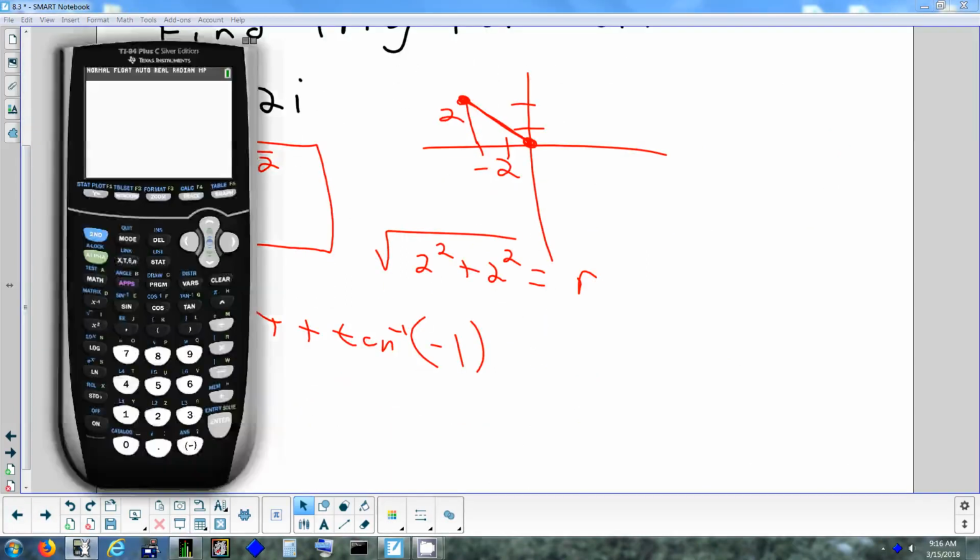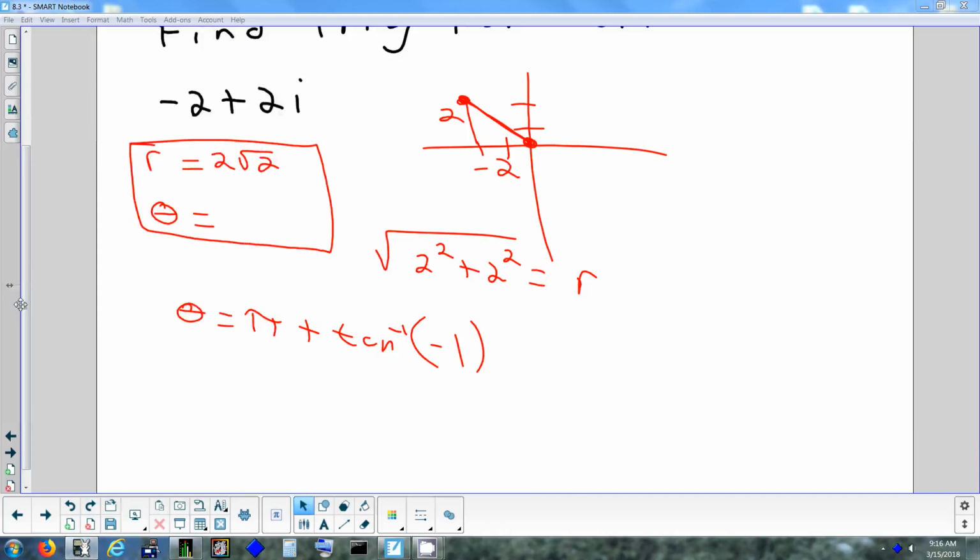Okay, so let's see what we get. So pi plus inverse tangent, negative 1. Now, since she said pi, that's why I kept my calculator in radians. If she had said 180 plus, I could have done it that way and changed the degrees. Okay, so we get 2.36.